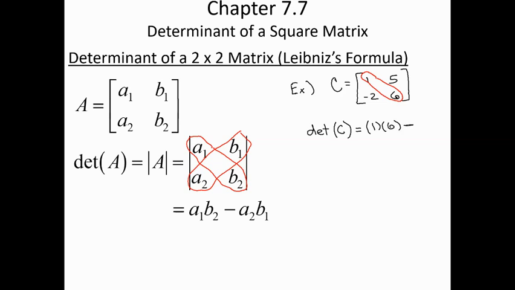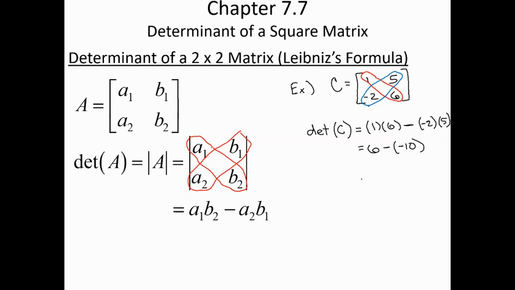And then you always do a minus, like I mentioned. And then secondly, you do the up diagonal. And again, from the left-hand side, which diagonal goes up? What's the one that starts from the bottom? So the up diagonal is second. So negative 2 times 5. Okay. So the determinant of C is 6 minus negative 10.